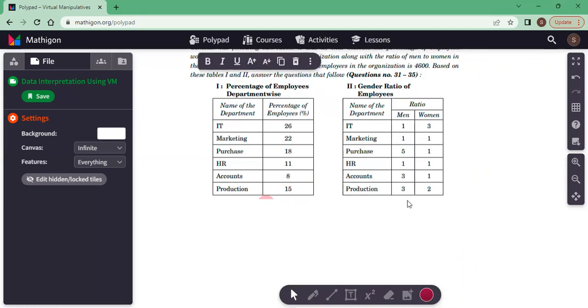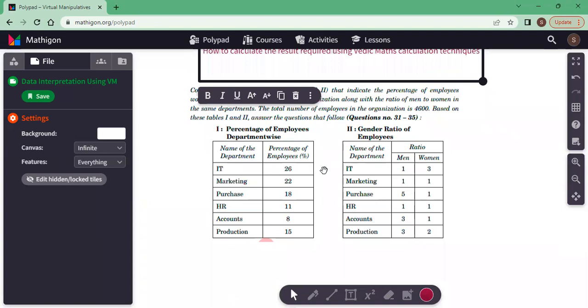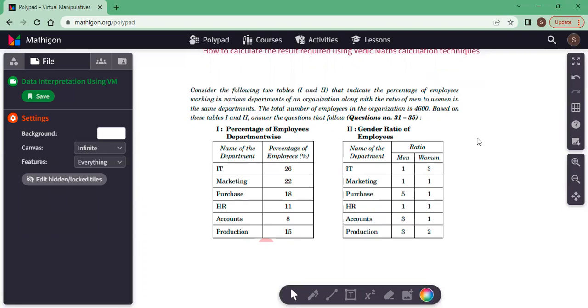So the main concept is how we can apply the Vedic Maths in this particular question. That is the main concept here. Okay, so let us solve this.